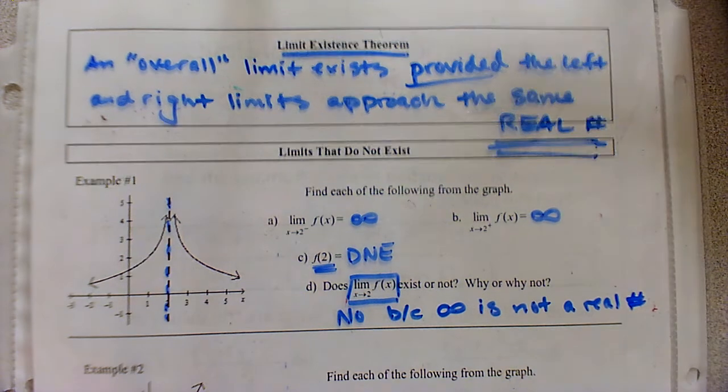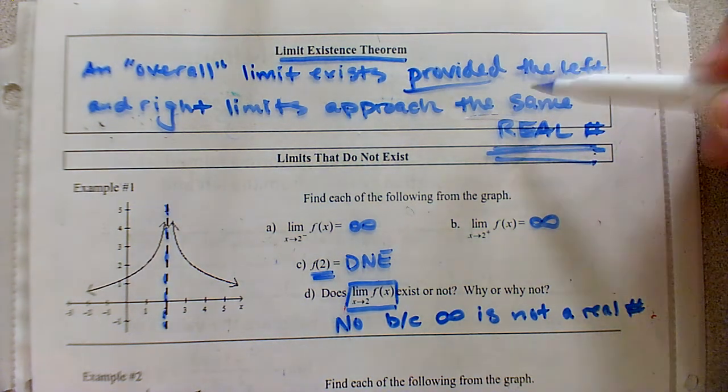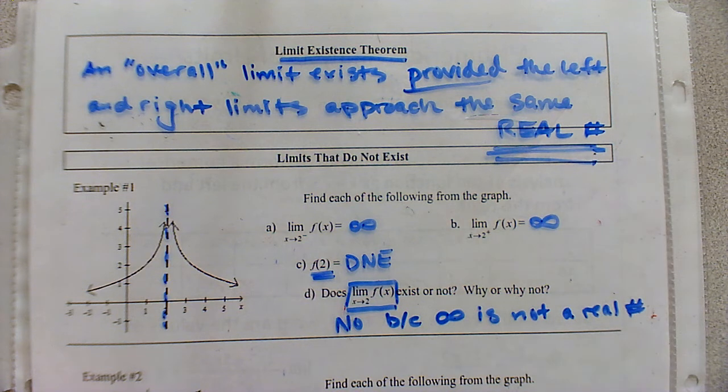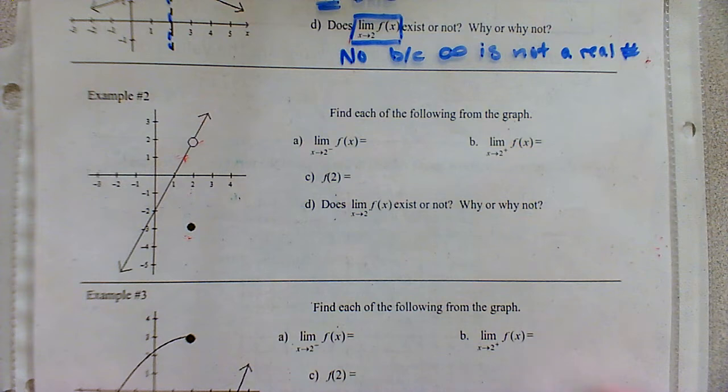So in order for a limit to exist, it has to meet two criteria. The left and the right sides have to approach the same number, but that number must be a real number, either a whole number, a decimal, or fraction, whatever the case may be. Let's try the next one. So find each of the following.